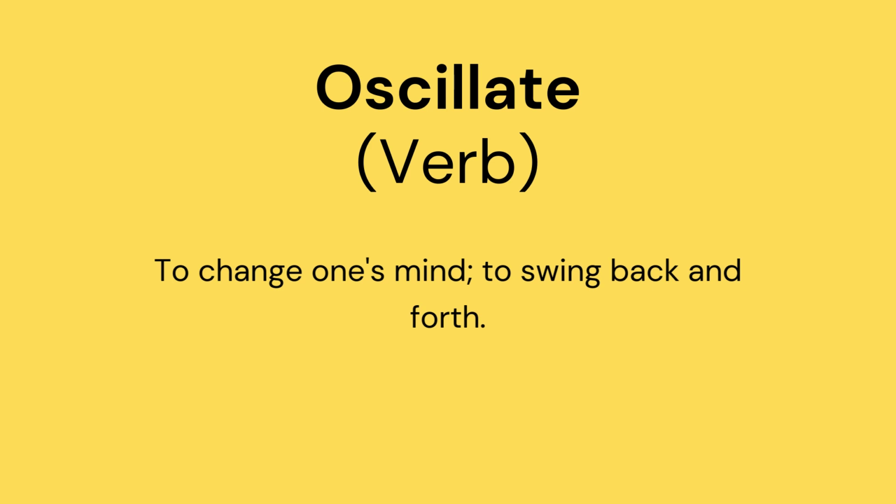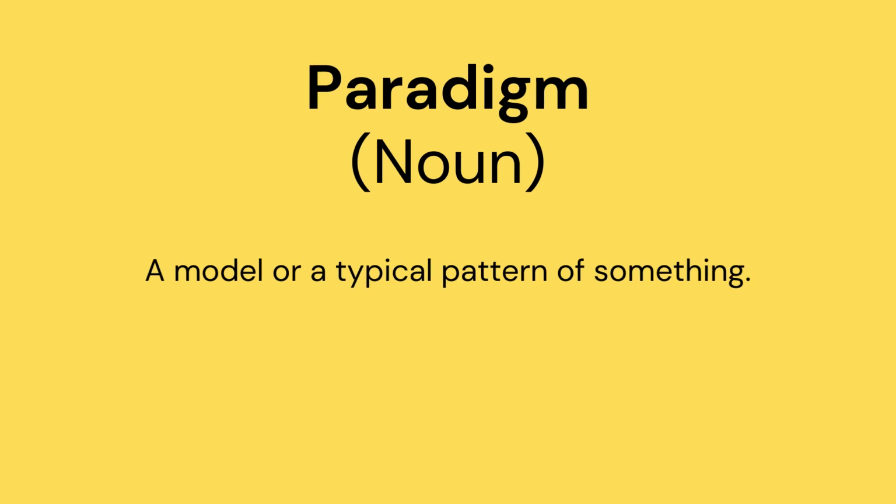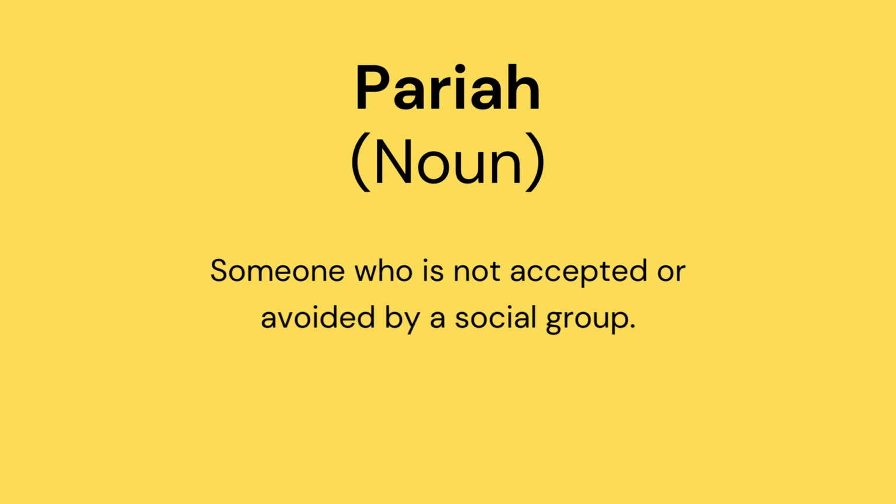Oscillate is a verb, which means to change one's mind or to swing back and forth. Paradigm is a noun, which is a model or typical pattern of something. Pariah is a noun, someone who is not accepted or who is avoided by a social group.